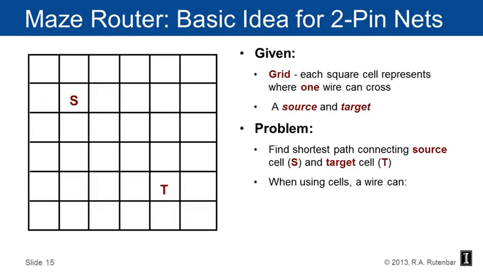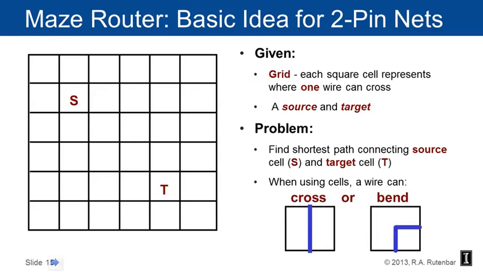So the basic maze router, the basic idea is that you're going to give me a grid, and each square cell represents where one wire can cross. And we're going to start by connecting 2 points, and the points are historically and traditionally called the source and the target. You start from the source and you route to the target. And the problem is to find a shortest path connecting the source cell and the target cell. And so when using the cells, a wire can cross the cell, so you can cross vertically, you can also cross horizontally, or you can bend. You can go into the cell and you can turn and go out sideways. So you can do anything you want in a cell. You can just assume that all the geometry is correctly set up so that any wire can cross any cell. So that's how it works.